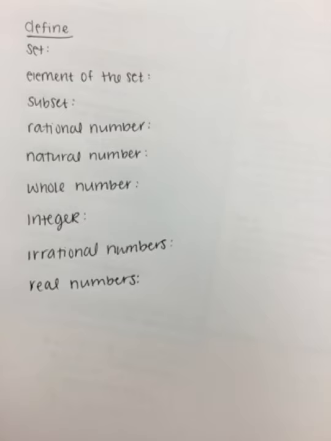Okay, you should also use your book now to define these. So define set, element of the set, subset, rational number, natural number, whole number, integer, irrational number, and real numbers. You'll find most of these on pages 17 and 18 of your textbook. Pause it and come back after you're done.